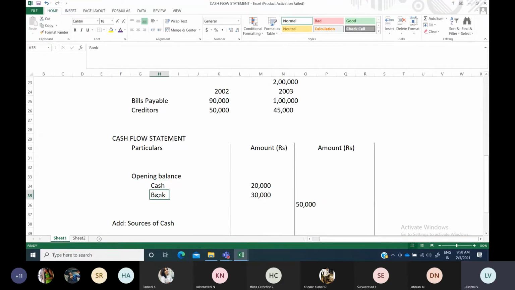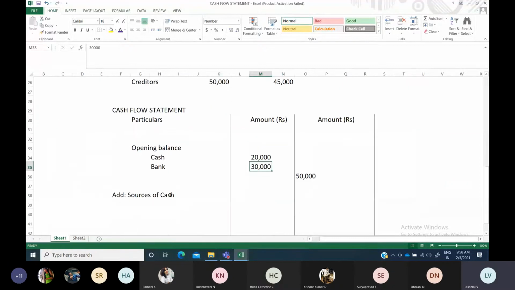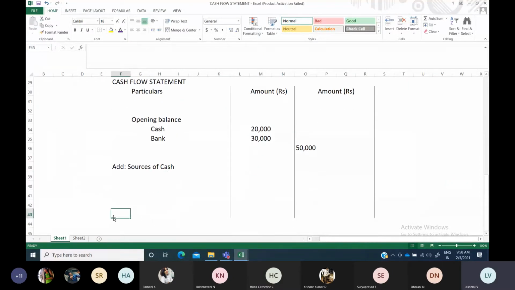So cash and bank, these two details will be available in your balance sheet, and you have to take only the opening balance. So you should add 20,000 and 30,000 only. If you wrongly add 20,000 and 26,000, then your sum will become wrong. So keep in mind, only the opening balance you have to take. To the opening balance, sources of cash everything you will add, and applications of cash everything you will subtract.